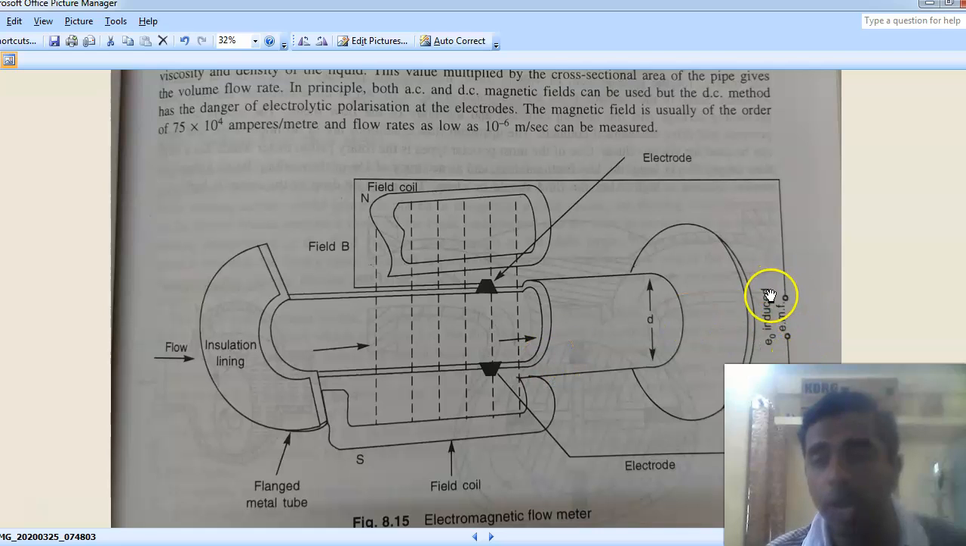So getting the value of E, we know what is the B here. We know what is the distance of separation between these two plates. We can get the value for velocity of the fluid.